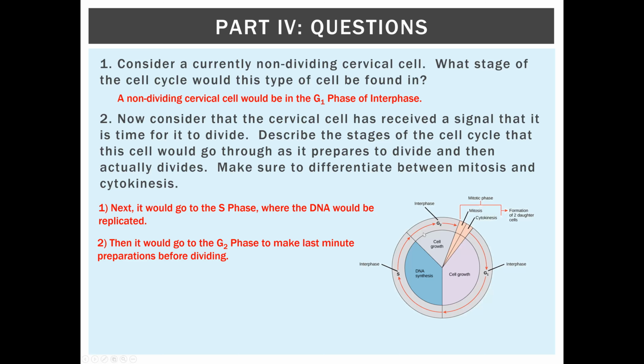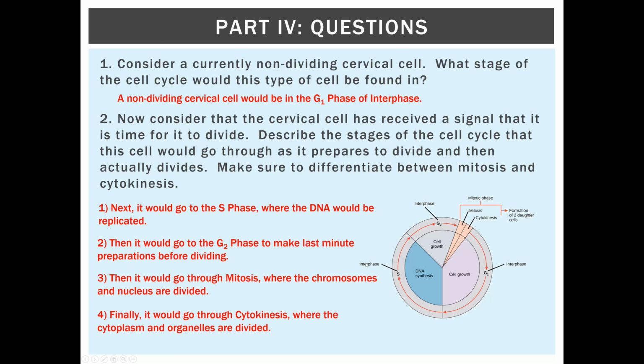From the S phase, it would go to the G2 phase, which are the final growth preparations, so the last minute preparations before dividing. And so G1, S, and G2 are all part of interphase. Then it's going to go through mitosis, and mitosis is the division of the chromosomes and the nucleus. So it divides the nucleus and the genetic material. And then cytokinesis is the final stage, and that's where you divide the cytoplasm and the organelles. And now at this point, you would have 2 complete separate daughter cells.